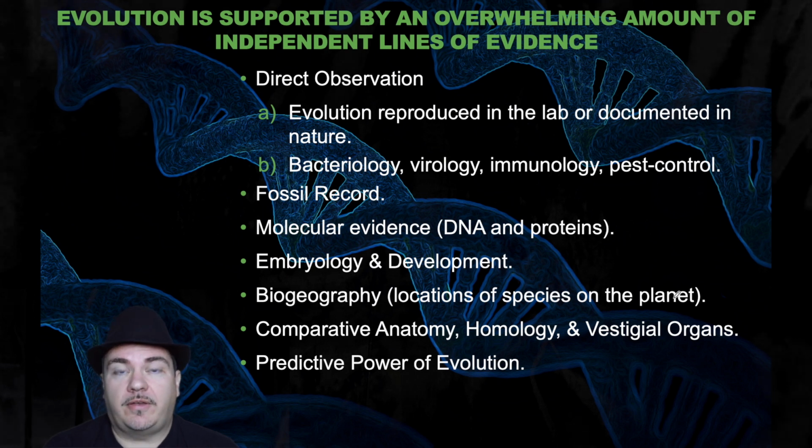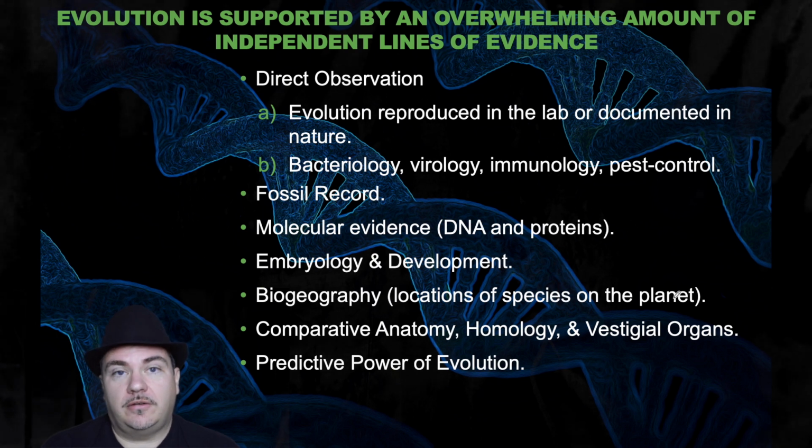But some examples of evidence for evolution are direct observation. You can reproduce evolution in the lab, or you can document it in nature. And then also through things like bacteriology, like that MRSA I was just talking about a second ago, or virology, immunology, or pest control, like mosquito populations, for example, we observe evolution happening.